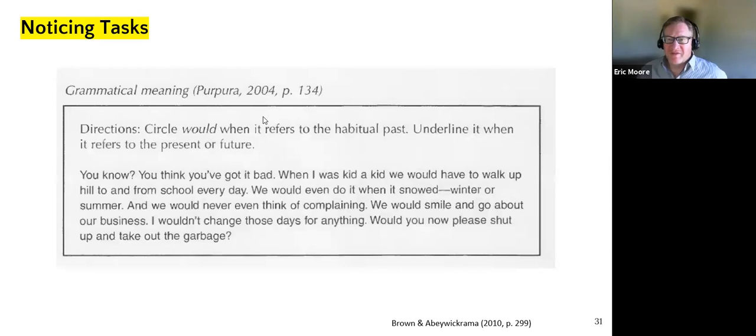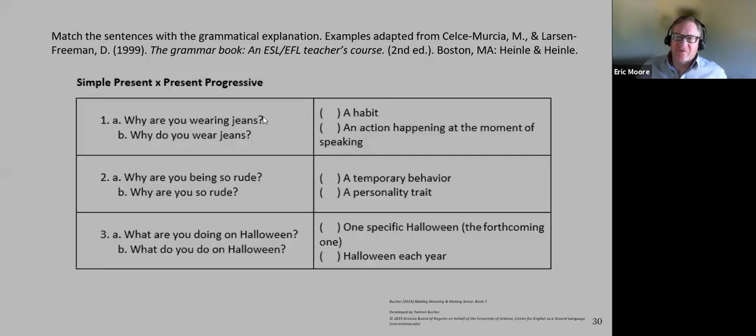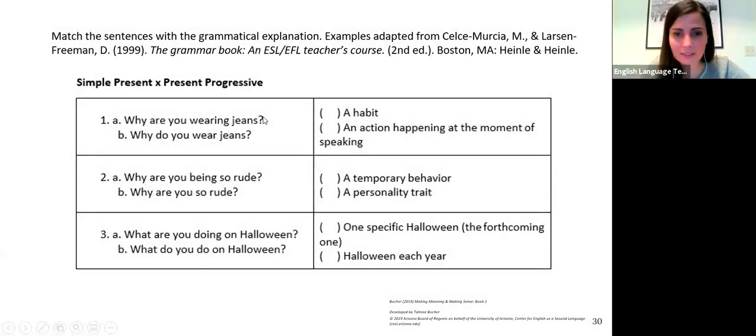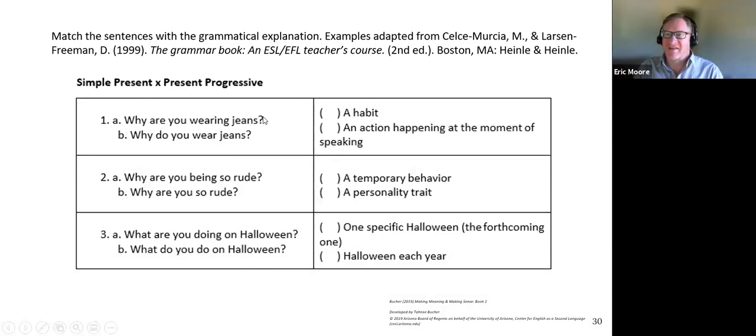Yeah, one thing about that one I don't care for as much is the fact that on the right side, the temporary behavior, personality trait, it takes, I think, a high level of language to know that vocabulary about traits and temporary. It would be hard for a non-advanced learner to be able to get those.